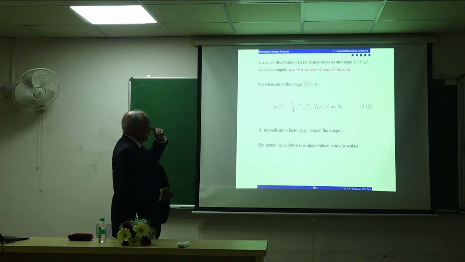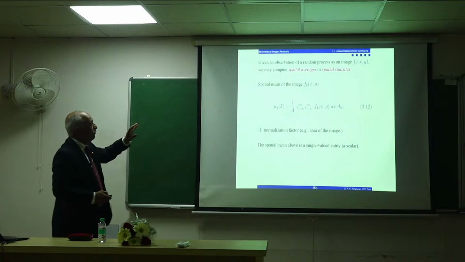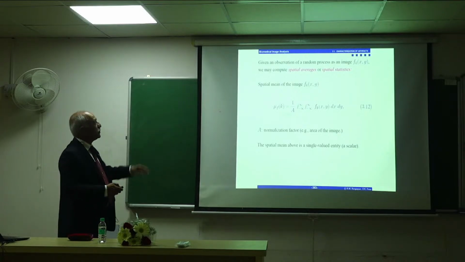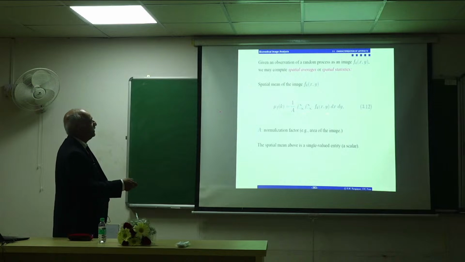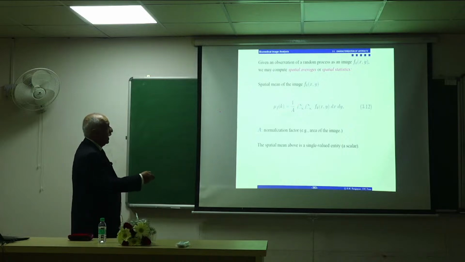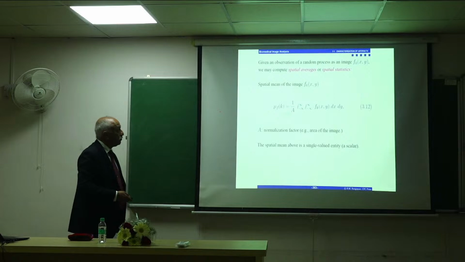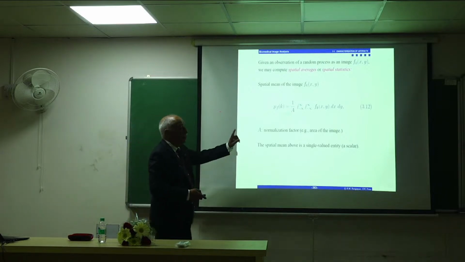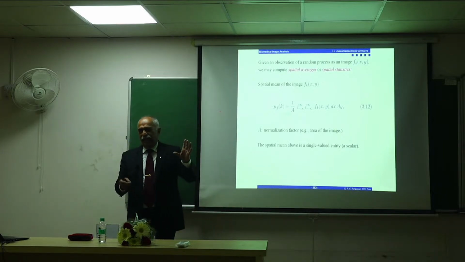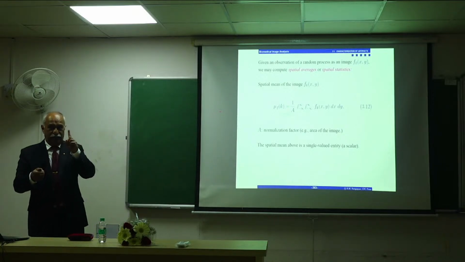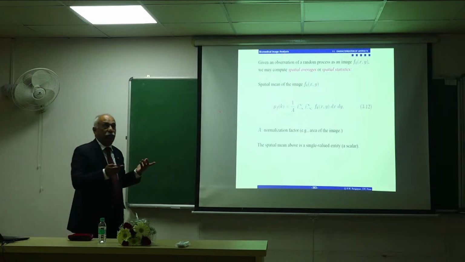Given an observation, f_k(x, y), we may compute spatial averages or spatial statistics. Instead of time, now space. So mu_fk is the integral of f_k(x, y) dx dy, now over space, divided by the area of the image A. But this is one value for the whole image: the average, mean value, mean intensity, mean density, whatever, one value. Not very useful. It's not a picture anymore.